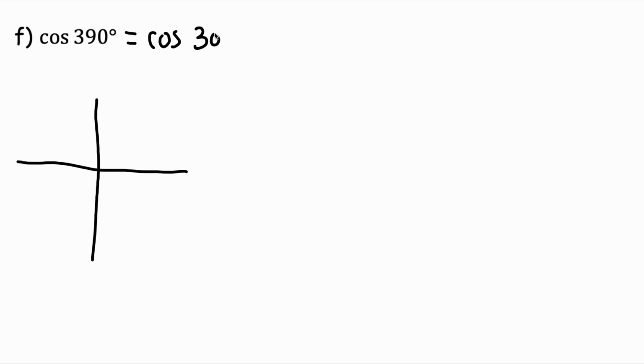All right, last one. We have another coterminal here. So cosine of 390. So go ahead and subtract 360 from 390. So we have cosine of 30 degrees. That's pretty simple. Well, 30 degrees is in the first quadrant.